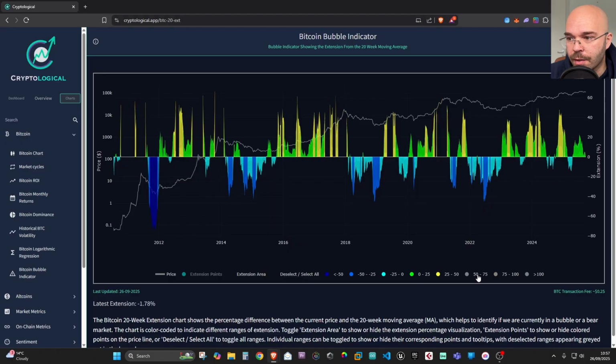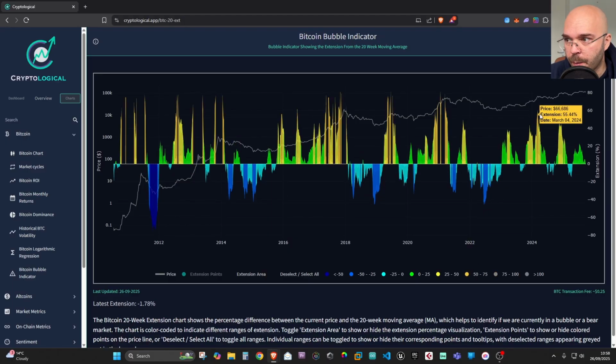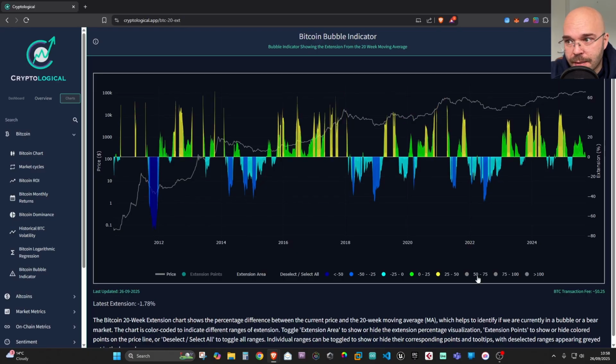So even going down into the 50 to 75 range, we've only spent this tiny amount of time in that range, and we haven't even been extended that far. So if the cycle is ending now, then this would be unprecedentedly low time we've spent above the 20-week moving average. So that suggests that we haven't been massively extended or in a Bitcoin bubble as of yet.